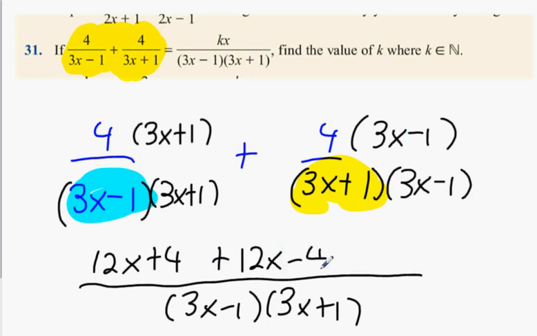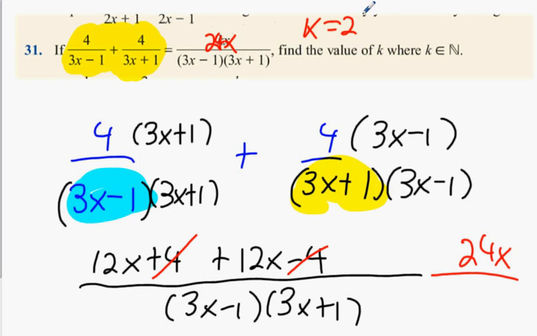12x minus 4. What happens to the minus 4s? They cancel. What's left on top? 12x plus 12x. So, what do you think this number should be? 24x. So k equals 24. Is that okay, Liam? Yeah.